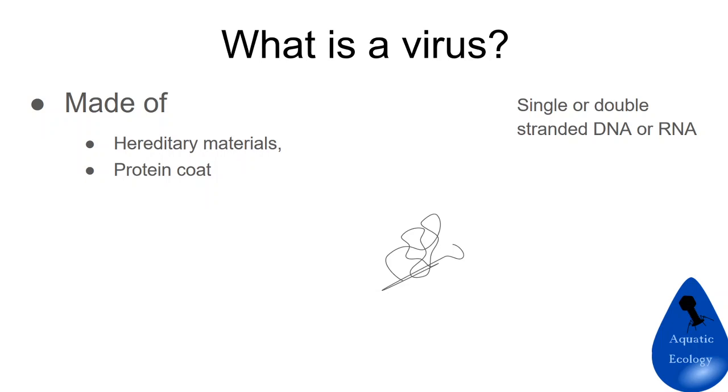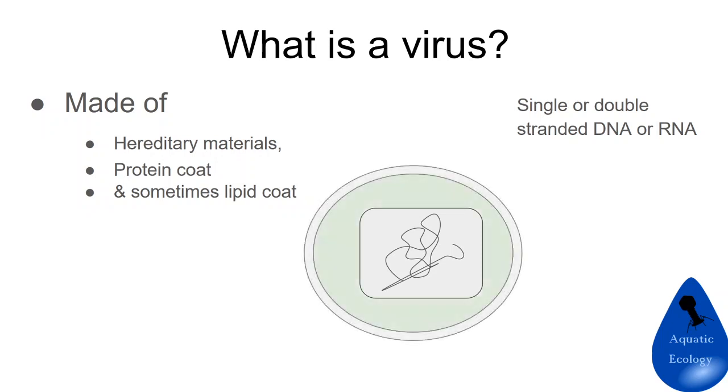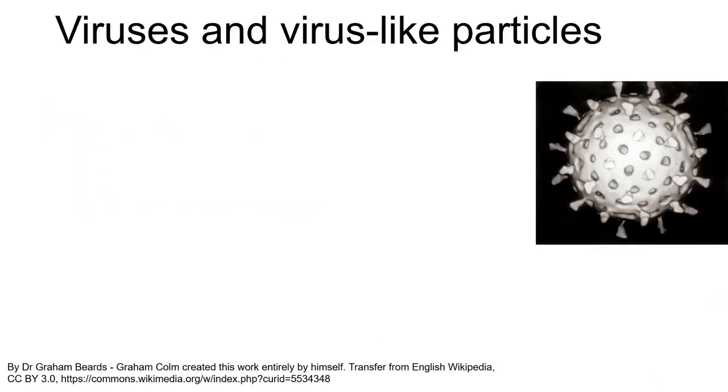Likewise, there's a protein coat that surrounds this hereditary material. It protects the hereditary material and can also be used in identifying viruses and groups of viruses. Sometimes there's a lipid coat that surrounds that protein coat as well. So that's what makes up the infective particle that we refer to as a virus.